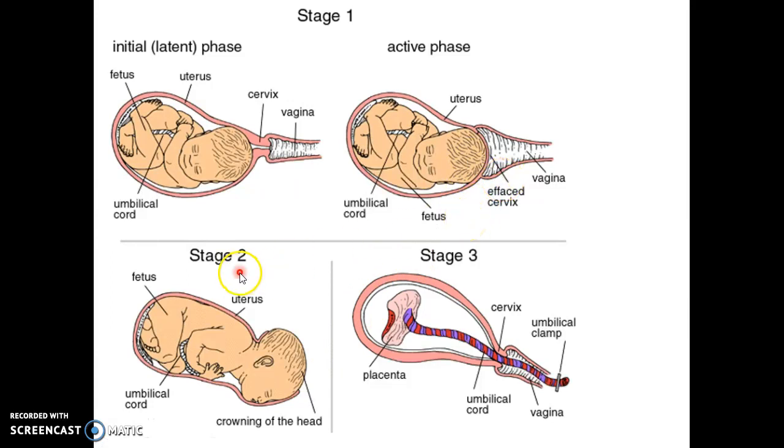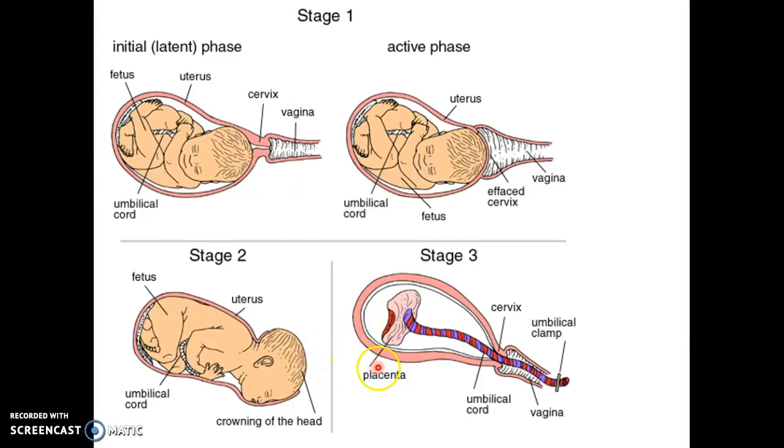In the second stage, the fetus enters the vagina, okay, the birth channel here, and comes out. This is what is called the crowning of the head. It is when you can see from outside how the head with the hair appears outside the opening of the vagina, okay.